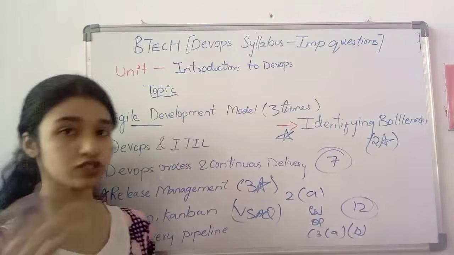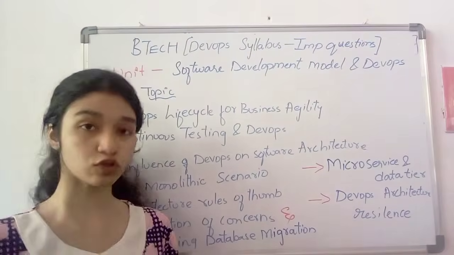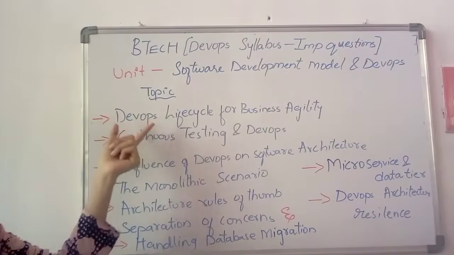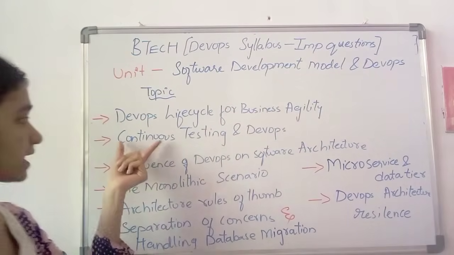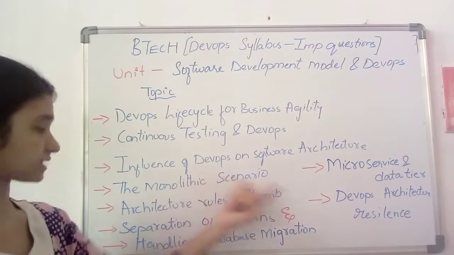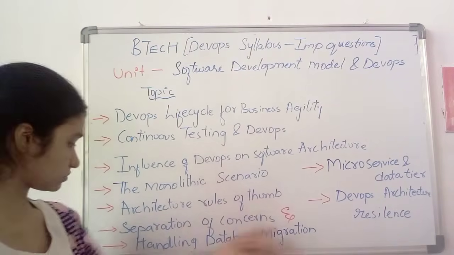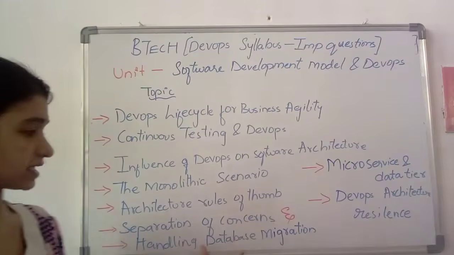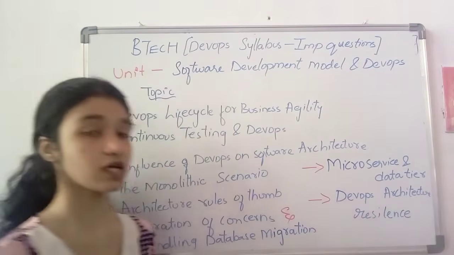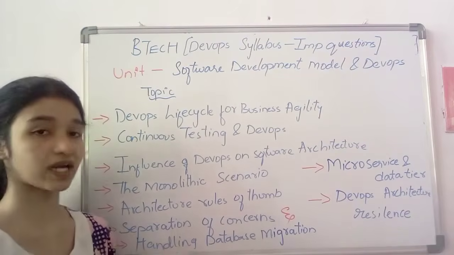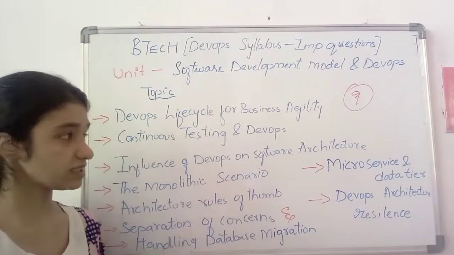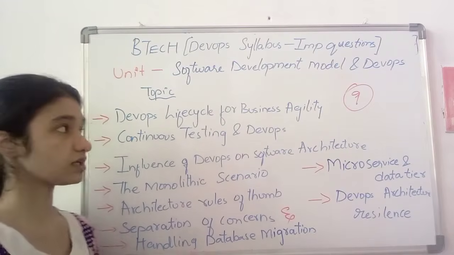Okay, so let's go to unit 2. The second unit is software development model and DevOps. The topics are DevOps lifecycle for business agility and continuous testing, DevOps and its influence on software architecture, the monolithic scenario, architecture rules of thumb, separation of concerns, handling database migration, microservices, data tier, and DevOps architecture and resilience. This unit is quite larger than the first unit, and consists of a total of 9 topics.